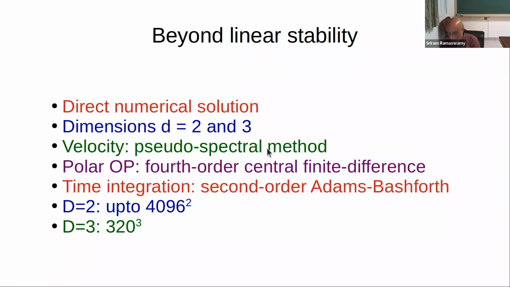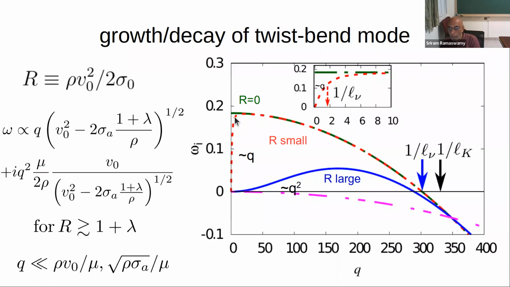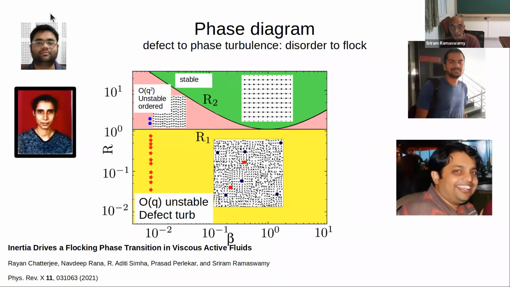You can ask, supposing I'm in the regime where I've escaped the primary instability, but I'm still unstable at order wave number squared. What happens? Then you have nothing but to take the equations in that regime with all the nonlinearities and study them numerically. We did that, or rather Ryan, my PhD student, did that. And this is actually Aditi's last work. She is no more. This collaboration, Ryan, Navdeep Rana, now at Göttingen, Ryan now at Stanford, the late Aditi Simha, Prasad Perlekar at TIFR Hyderabad, came up with a rather dramatic phase diagram.